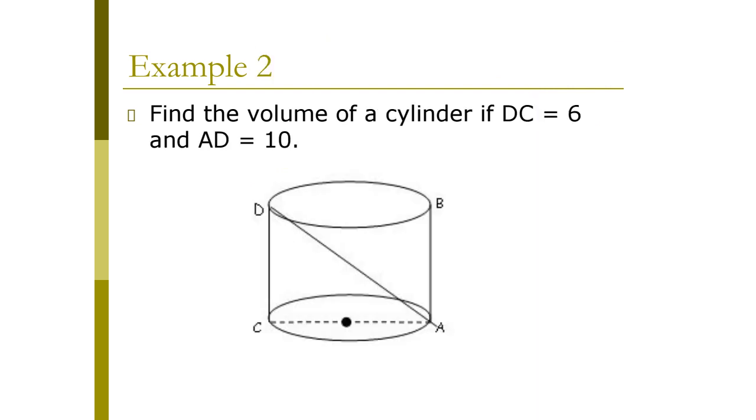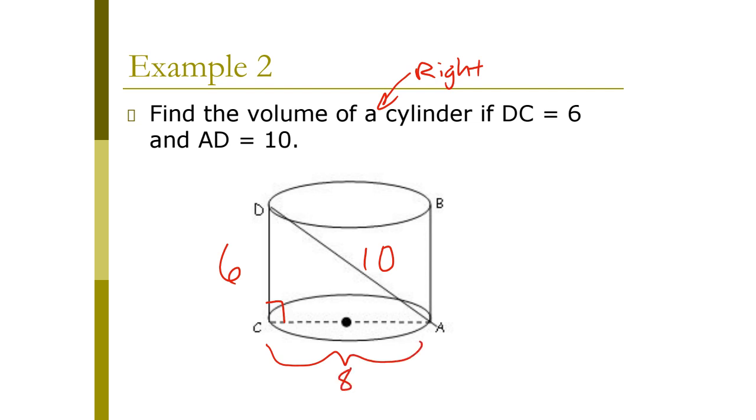So this next one, we want to find the volume of a cylinder if DC is equal to 6 and AD is equal to 10. And oftentimes you'll even see the word a right cylinder, meaning it's going straight up and down like that, like a soup can or a pop can or whatever. All right. Well, 6 and 10, these look familiar in a right triangle. Perhaps my diameter is 8. Not perhaps, it actually is.